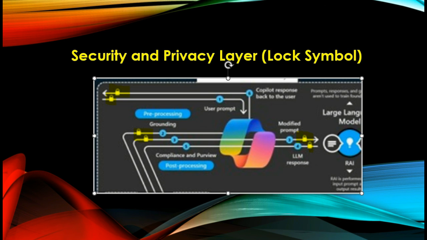Security and privacy layer. This layer ensures the security and privacy of user data throughout the process. It includes encryption of data at rest and in transit, access controls to restrict unauthorized access to user data, and user control over what data Copilot can access and use for personalization.